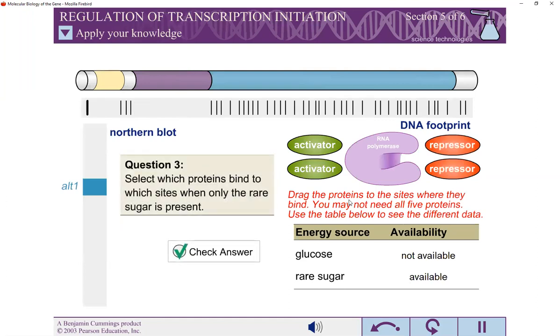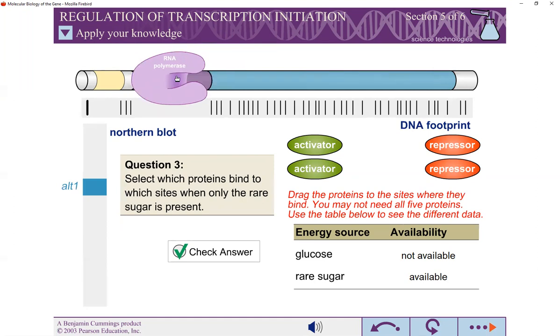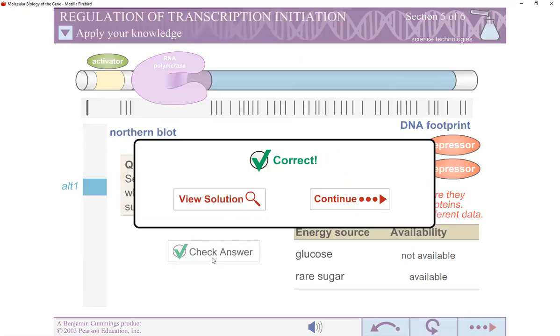Question 3. Select which proteins bind to which sites when only the rare sugar is present. When only the rare sugar is present, the gene will be highly active. That means an enhanced rate of transcription is going to take place. The protein that could enhance the rate of transcription will be the RNA polymerase activated with the help of a protein referred to as the activator. So the activator is going to bind here and induce the RNA polymerase to be activated for the process of transcription. Correct.